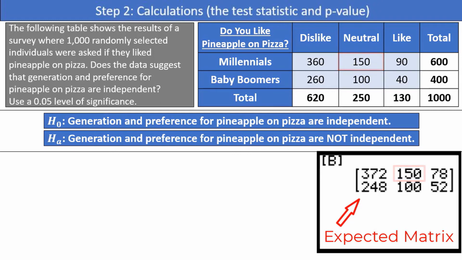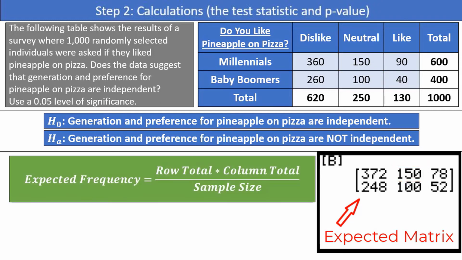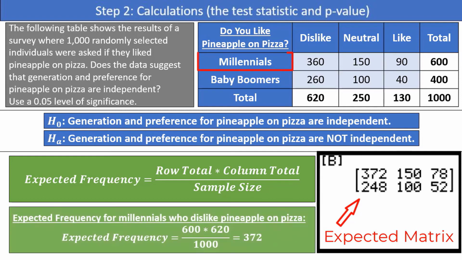If you want to know how the calculator gets these numbers, it uses this formula. Expected frequency equals row total times column total divided by sample size. For example, for millennials who dislike pineapple on pizza, we take 600 times 620 divided by 1,000, which is equal to 372, which is the same number that we got on the calculator.